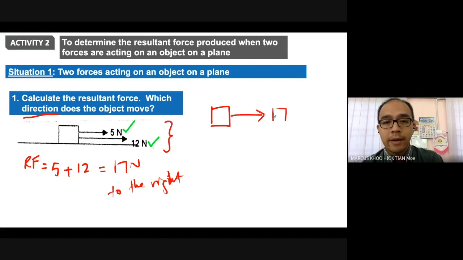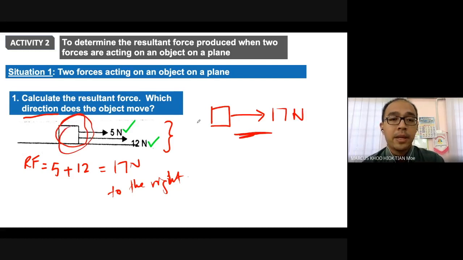So this original diagram and this diagram are the same diagram. It's just that this one shows the component forces, and this one is just to show you the resultant force. At the end of it all, after you add everything, this is what you get. But it means the same thing.